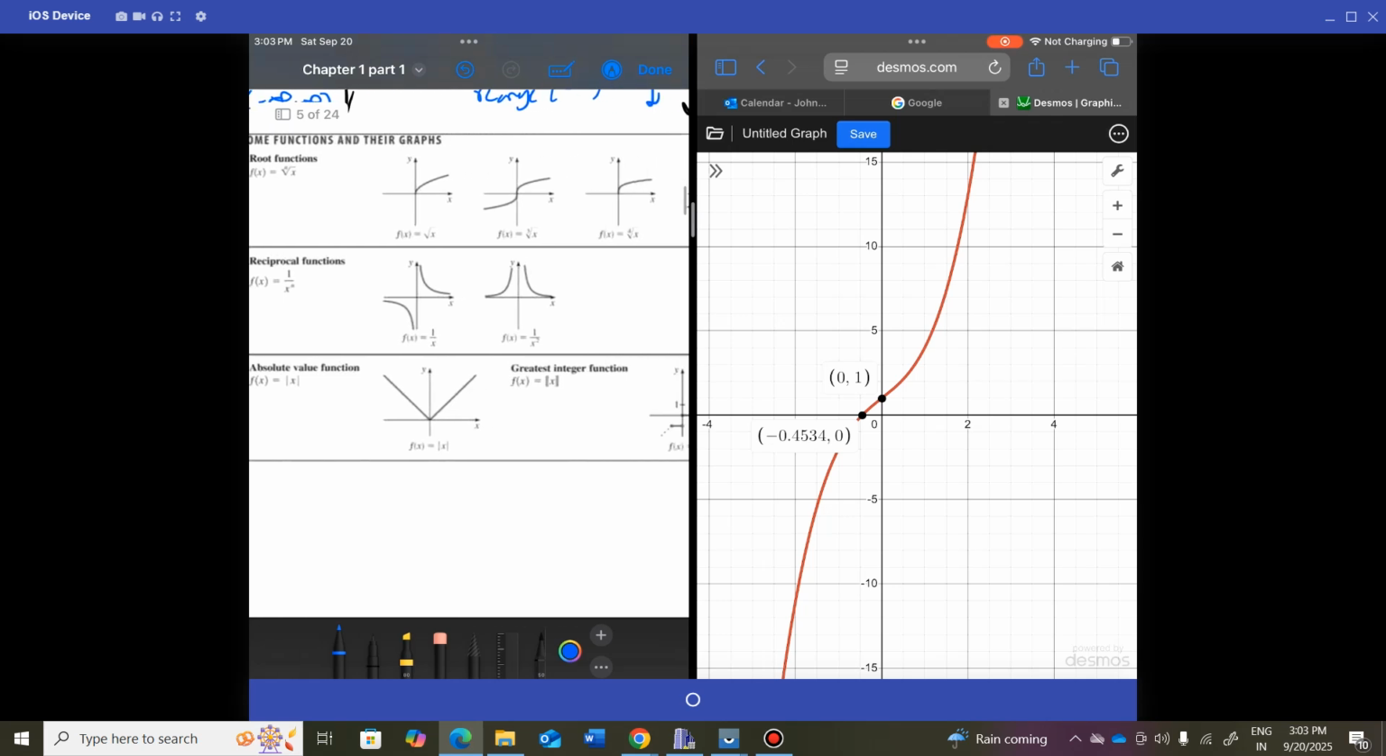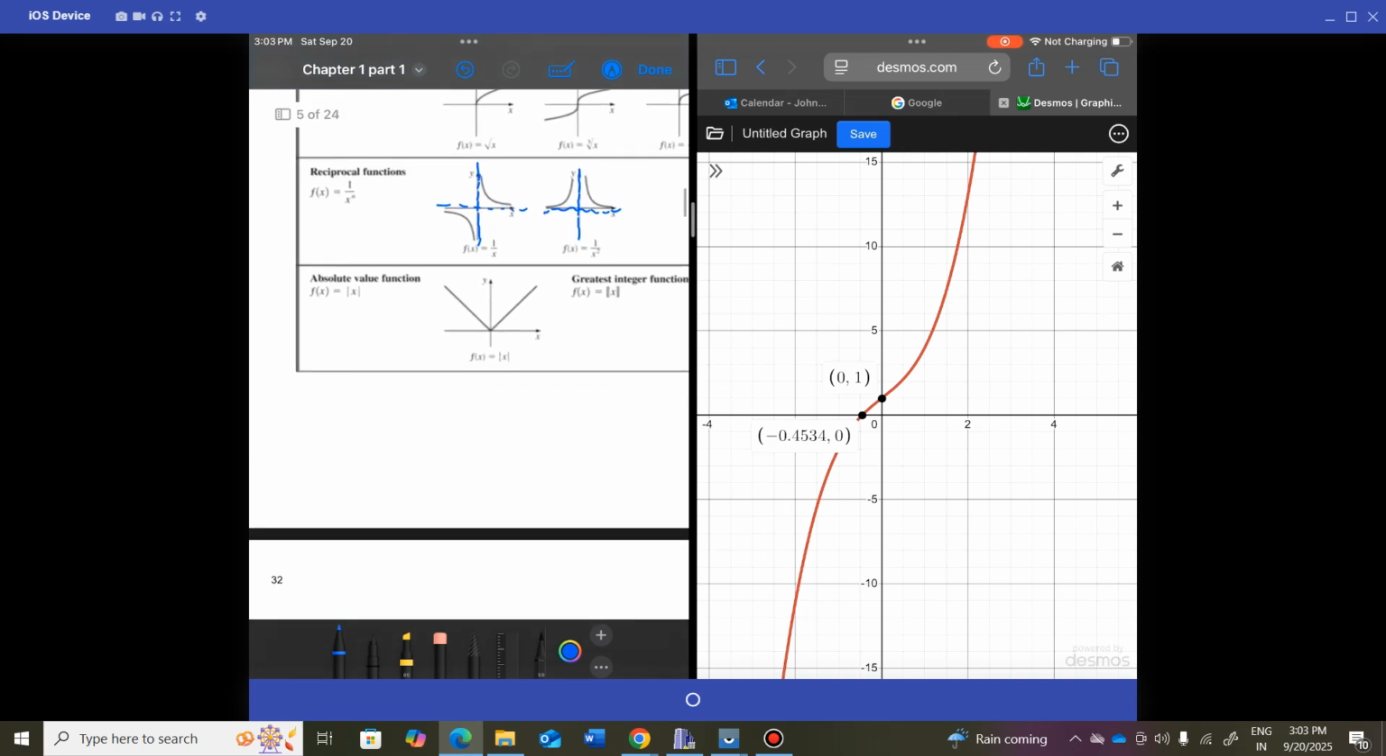Reciprocals, they look like this. A lot of times they'll have asymptotes, not always, but they will. So the 1/x has asymptotes at y = 0 and x = 0, so at the y and x axes, and the graph doesn't cross them. The 1/x², notice basically the bottom portion of the 1/x is squared, and so every negative value becomes positive. So it has the same asymptotes, but it's just in different quadrants.